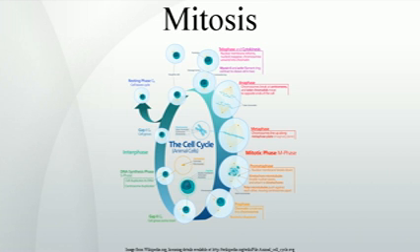Mitosis and cytokinesis together define the mitotic phase of the cell cycle, the division of the mother cell into two daughter cells, genetically identical to each other and to their parent cell. This accounts for approximately 20% of the cell cycle.